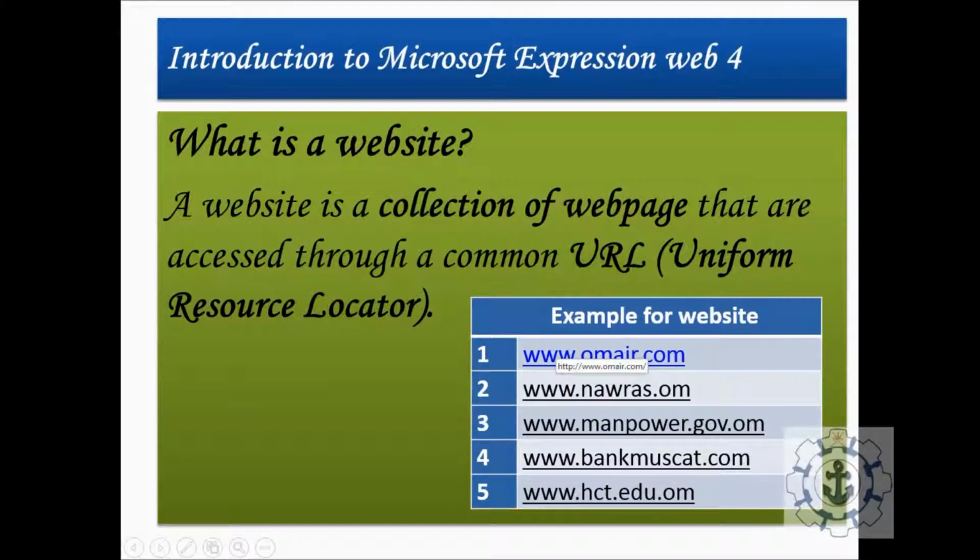Here are some examples of websites: www.umenair.com, www.neveros.com, www.manpower.gov.om, www.bankmusket.com, www.htc.edu.om. These are some examples of websites.